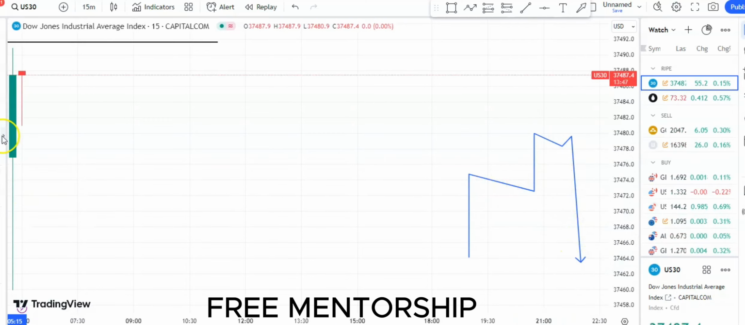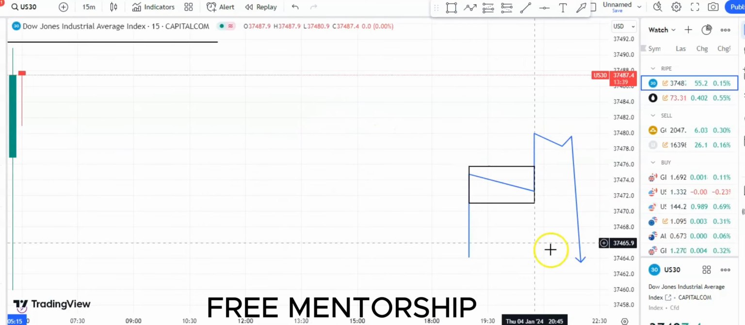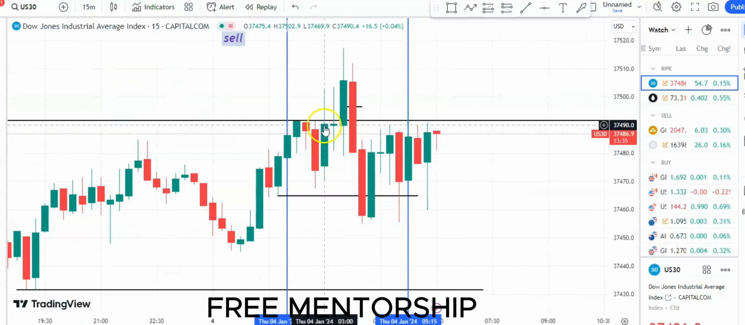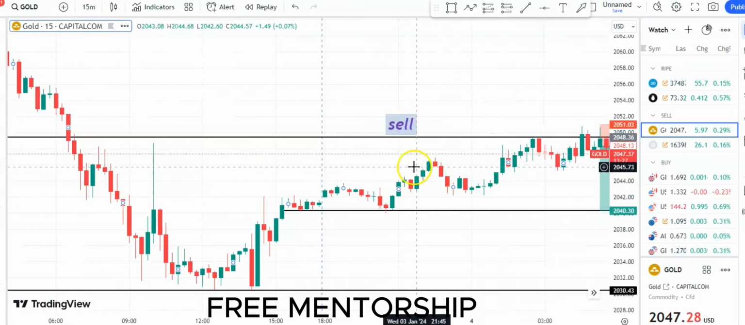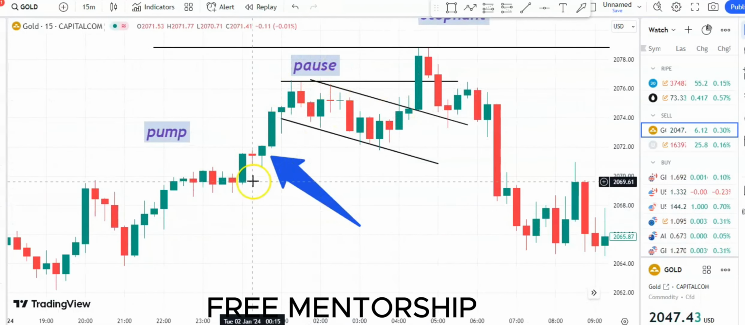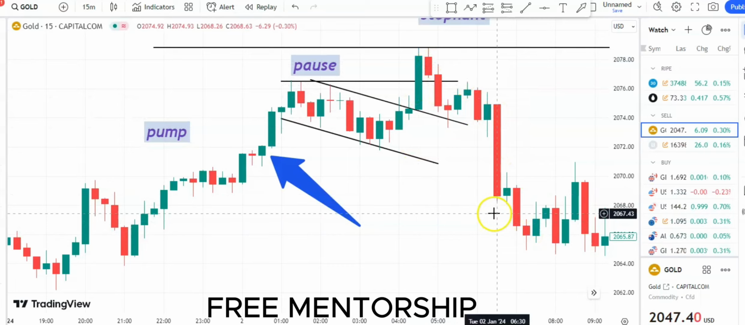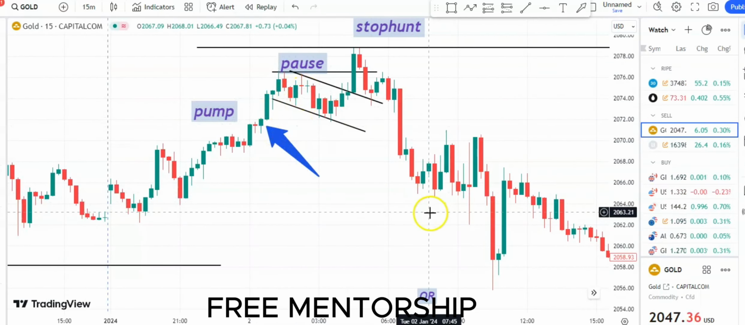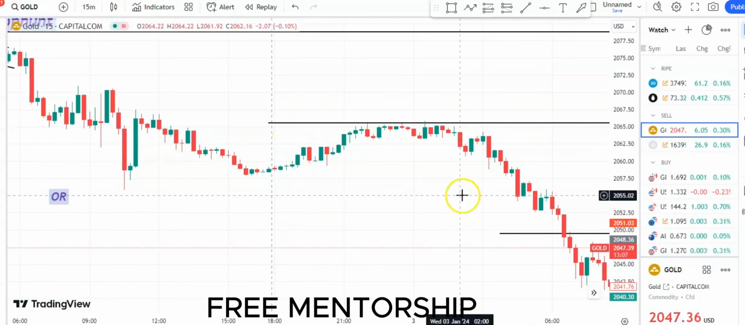Now, this is where a lot of traders might get confused. So on this pause here, what constitutes a pause? A pause might be 2 candles, a pause might be 3 candles, and a pause might be a whole move like this. This is a pause. We have the pump, we have the pause, we have the explosive move up, we have the dump. So, understanding the simple structure, we have the pump, we have the pause, we have the stop hunt, and we have the dump.